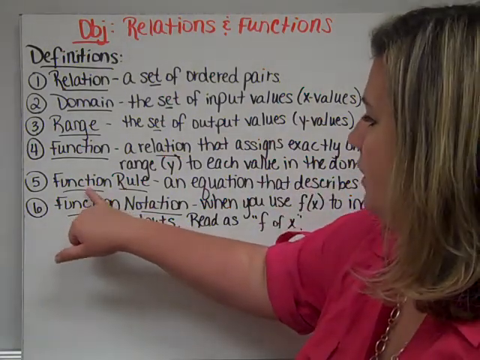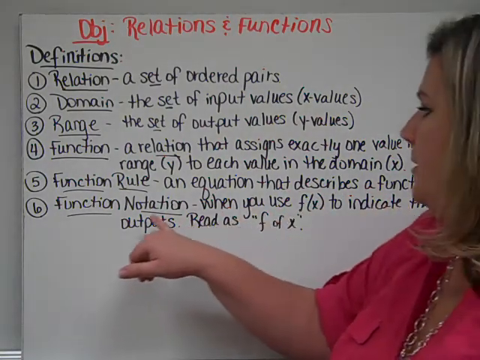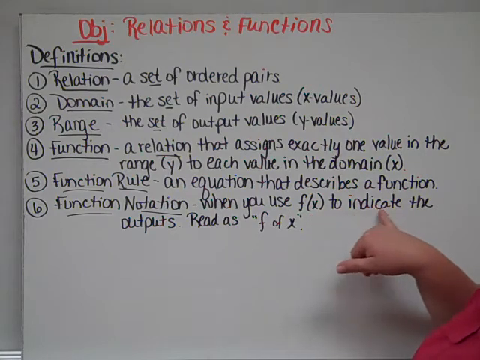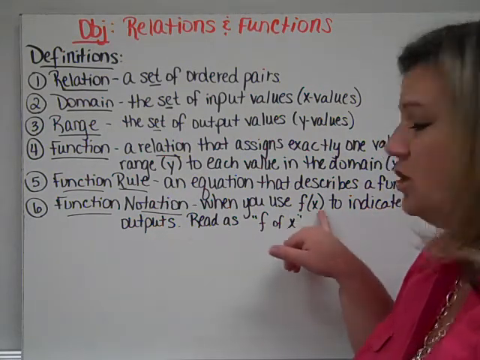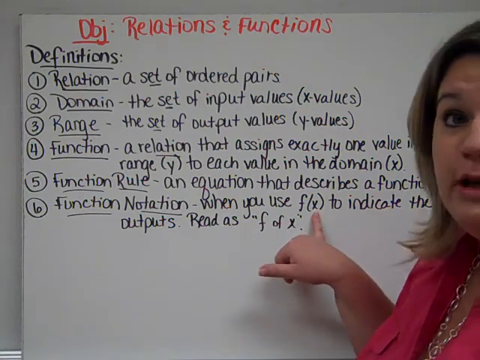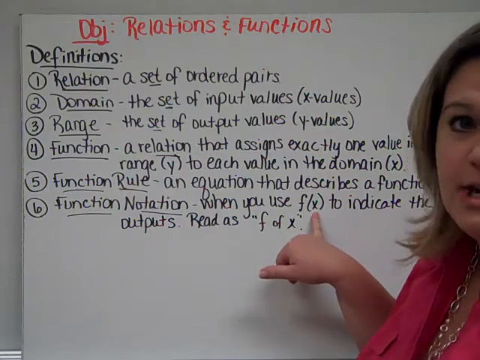Okay? Function rule, an equation that describes a function. Function notation, when you use f of x to indicate the outputs. And as you just heard me say, you read that as f of x. X is your input, f of x is representing your output. And we'll practice that notation in just a minute.